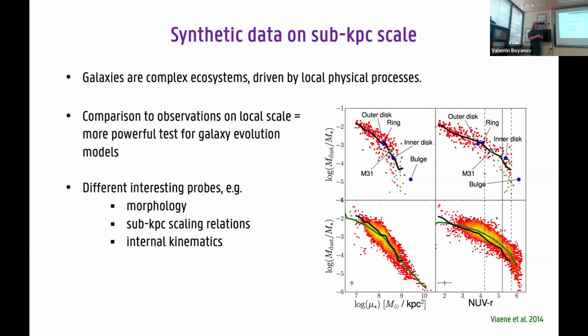And there are different things you can compare on local scales. For example, you can look at galaxy morphology. You can look at scaling relations, not just on global scales, but on local scales, on say, kiloparsec scales. You can look at internal kinematics and so on.